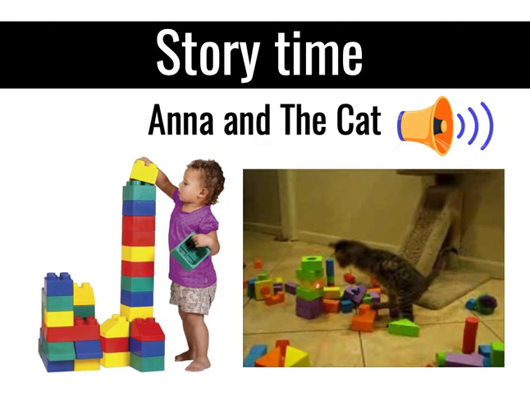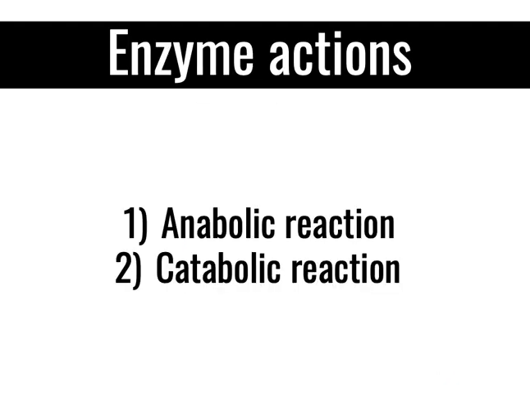So I want you to think about this Anna and the cat at the back of your mind whenever we're going over anabolic reaction and catabolic reaction. So there are two types of enzyme actions, anabolic and catabolic. What are they?